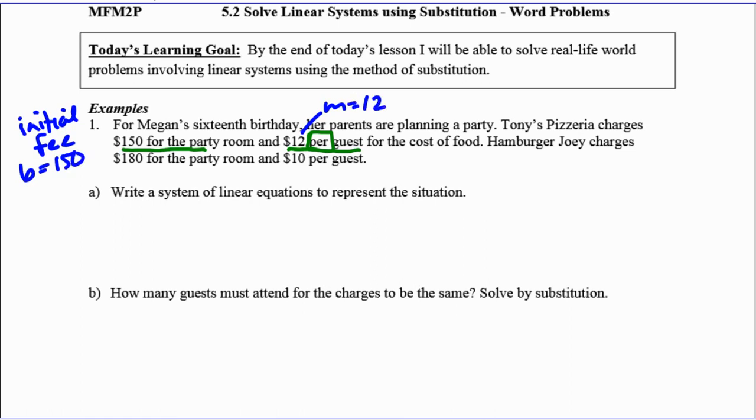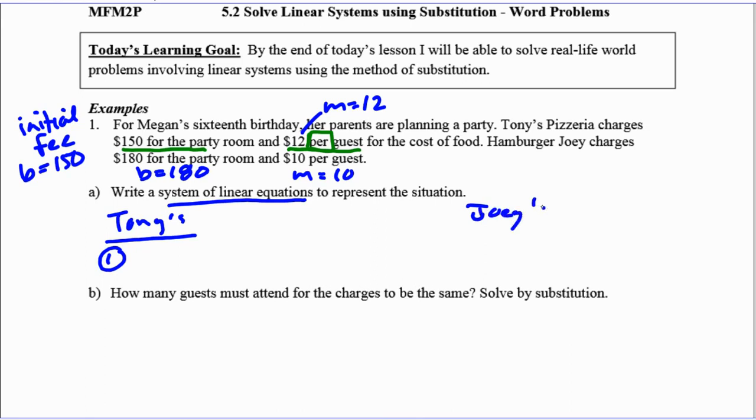Okay, so now that we can dissect that, we go through. Hamburger Joey's charges $180 for the party room and $10 per guest. So a b of 180 and an m of 10. Okay, so that will help us by dissecting the question. It will help us with our part A. Part A says, write a system of linear equations. That just means come up with the two equations. So in example 1, we call Tony's number 1, and we call Joey's hamburger place number 2.